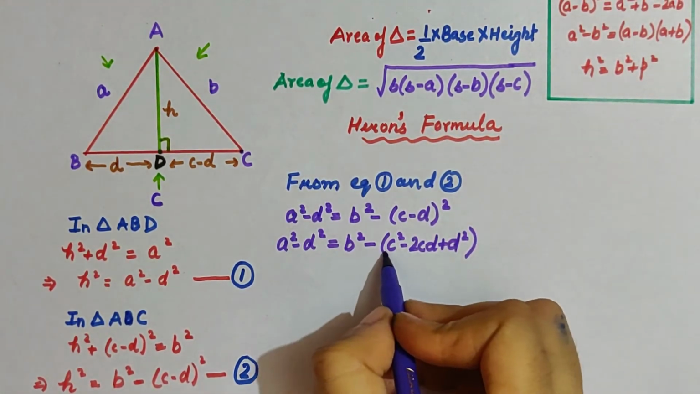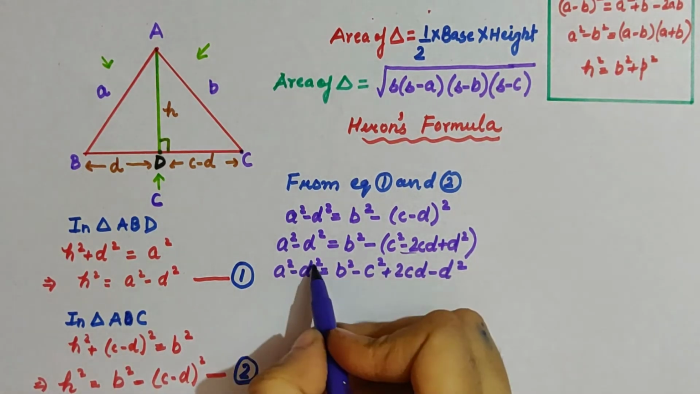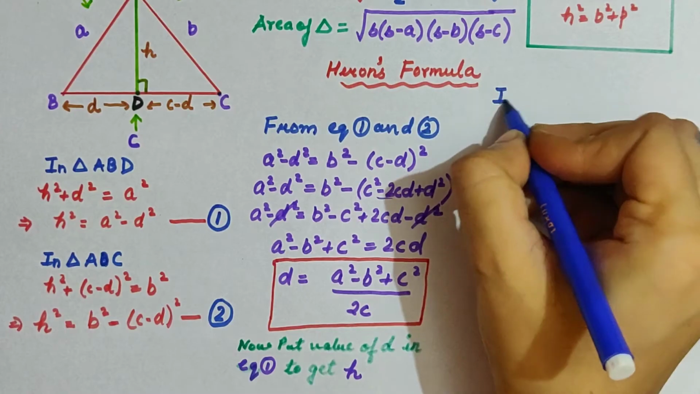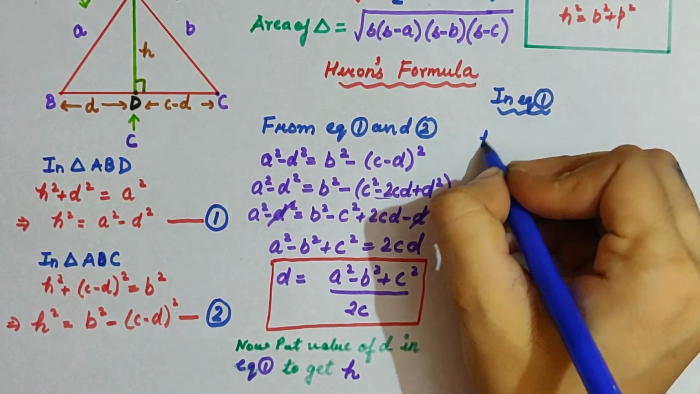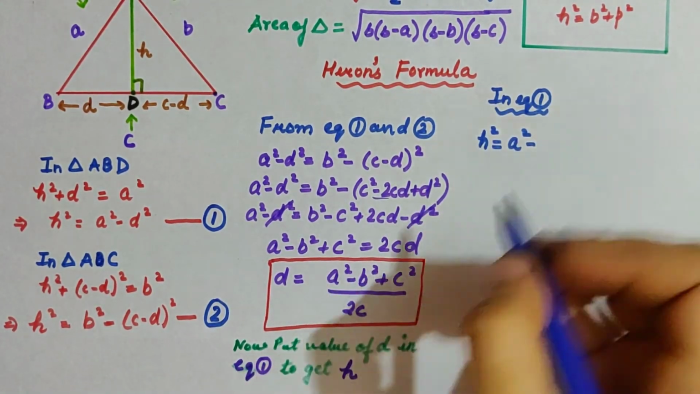Now we will open the bracket and consider the minus sign. The sign in the bracket will get changed. So minus d square will get cancelled. From here we can find d, that is in equation 1. We have h square is equal to a square minus the value of d from here.